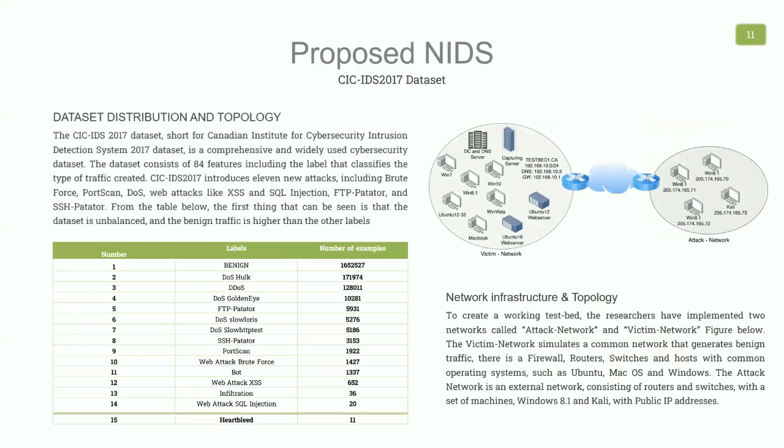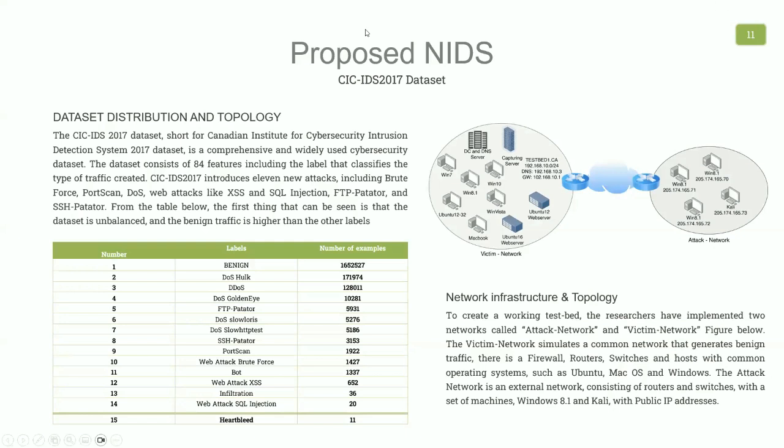To evaluate our work, we used two different NetFlow datasets. The first one is CIC-IDS 2017, collected by the Canadian Institute for Cybersecurity. The dataset consists of 84 features, including the label that classifies the type of traffic created. The dataset consists of 15 attack classes. And from the table below, the first thing that can be seen is that the data is imbalanced and the benign traffic is higher than the other labels.